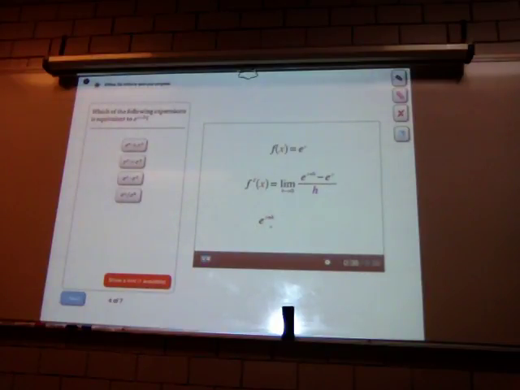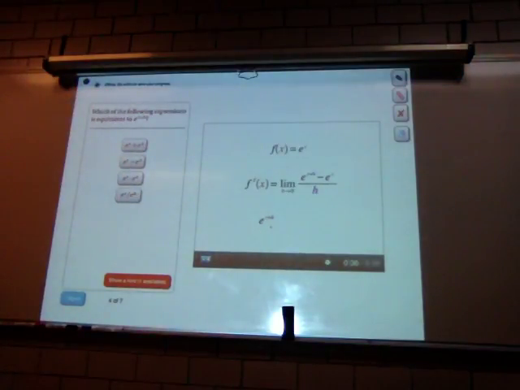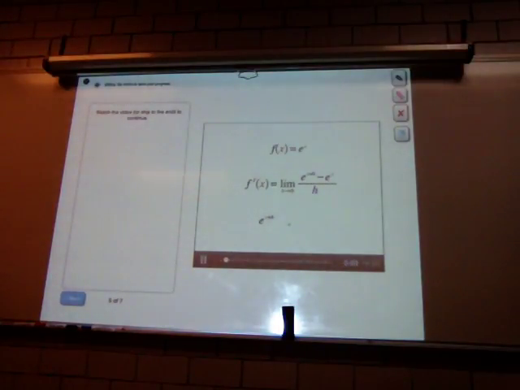Bien, ¿cuál sería otra forma de escribir e a la x más h? Recordemos las definiciones de las funciones exponenciales. La tercera. Correcto. Exactly. E to the x plus h equals e to the x times e to the h. So let's plug this expression back into the limit up here. Notice that both terms in the numerator here have an e to the x in them. So we can factor e to the x out of this difference, giving us e to the x times e to the h minus 1. What can you do next to find this limit?